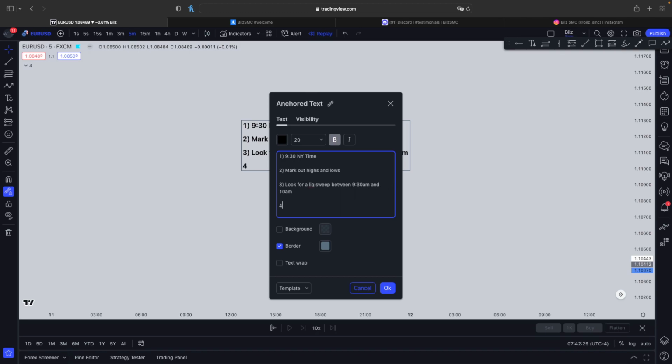So the fourth thing is look for displacement along with MSS. That's market structure shift, okay? And an FVG is to be created, plus FVG. And then what you're going to do in the fifth step is you're going to enter off that FVG.